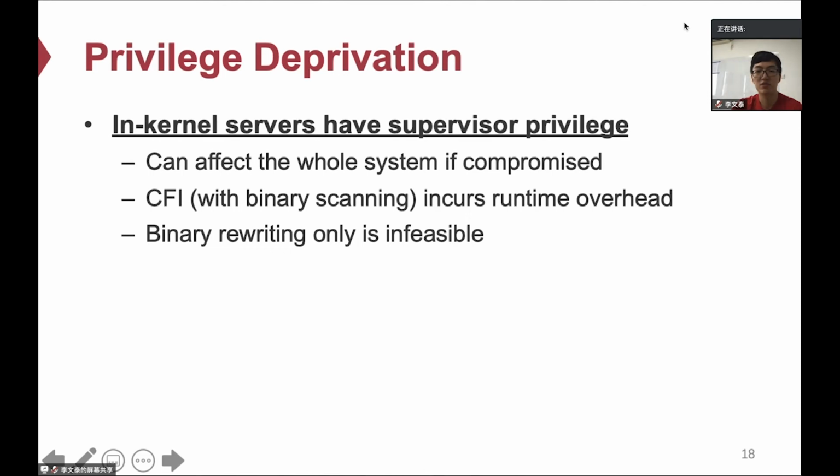Another common solution for the similar problem is binary scanning and rewriting, which ensures the unwanted instructions do not exist in the code. However, there are too many privileged instructions, which makes such a solution infeasible. For example, the halt instruction only takes 1 byte. It is almost impossible to eliminate such instructions.